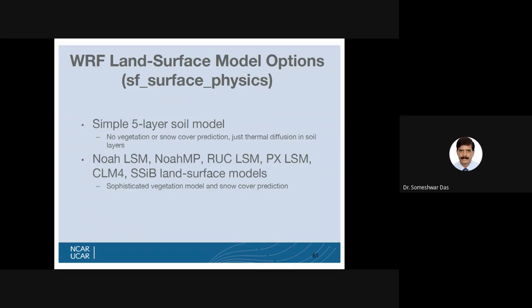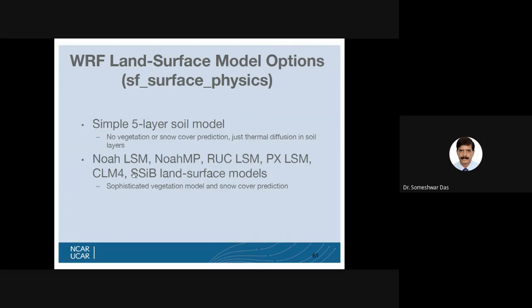So if you recall, we had studied the land surface processes parameterization scheme during the theory class. And here are the options available for that scheme in the WRF model, controlled by this namelist parameter, SF_SURFACE_PHYSICS. And what is available? One option is the simple 5-layer soil model. Others are Noah LSM, Noah-MP, RUC (Rapid Update Cycle) land surface model, Pleim-Xiu land surface model, CLM4, SiB (Simple Biosphere model), and so many things are there.